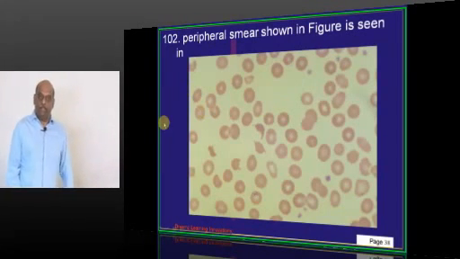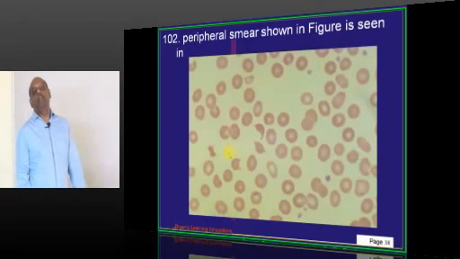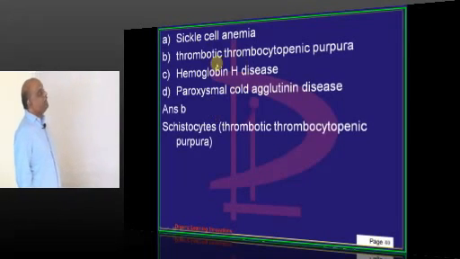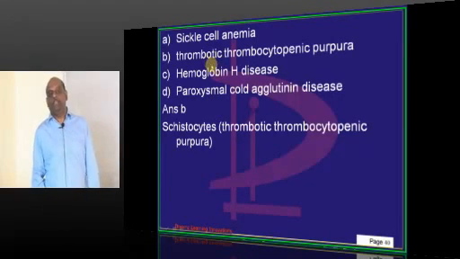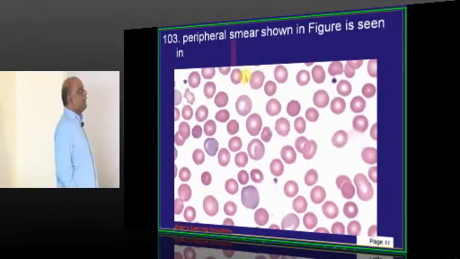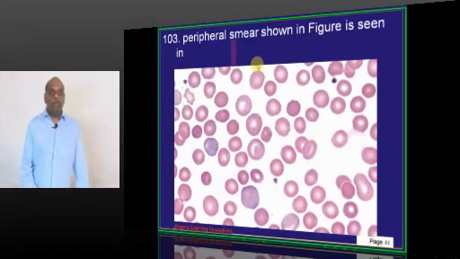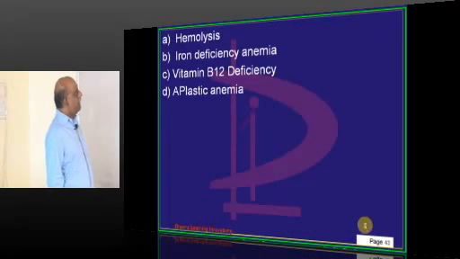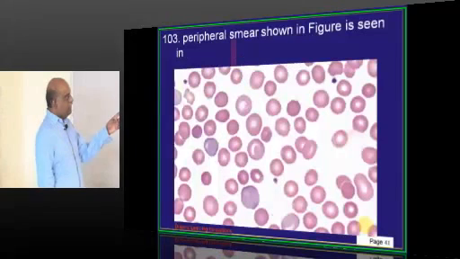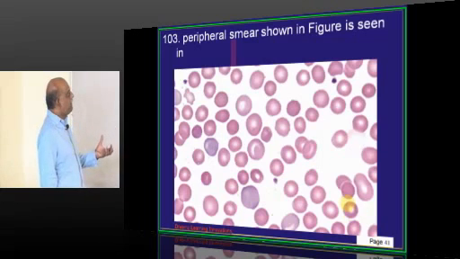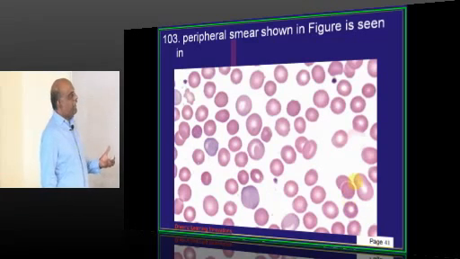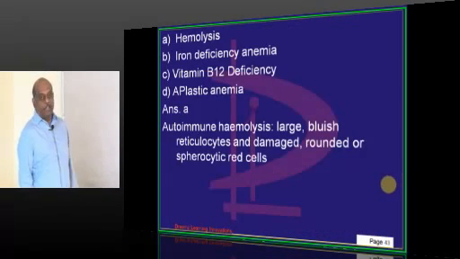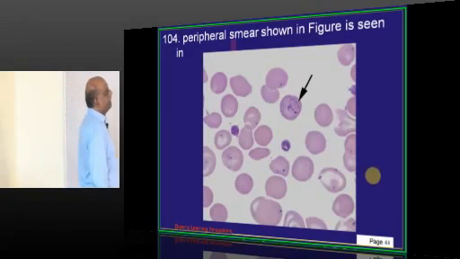Now a peripheral smear is showing fragmented RBCs. What are they called? Schistocytes. So schistocytes are a typical feature which is seen in the case of microangiopathic hemolytic anemia, which is thrombotic thrombocytopenic purpura. Now what is this peripheral smear basically showing you? The peripheral smear is showing you the presence of spherocytic cells and some reticulocytes also are increased, which is typical of hemolytic anemia. In this case, it is an autoimmune hemolytic anemia.